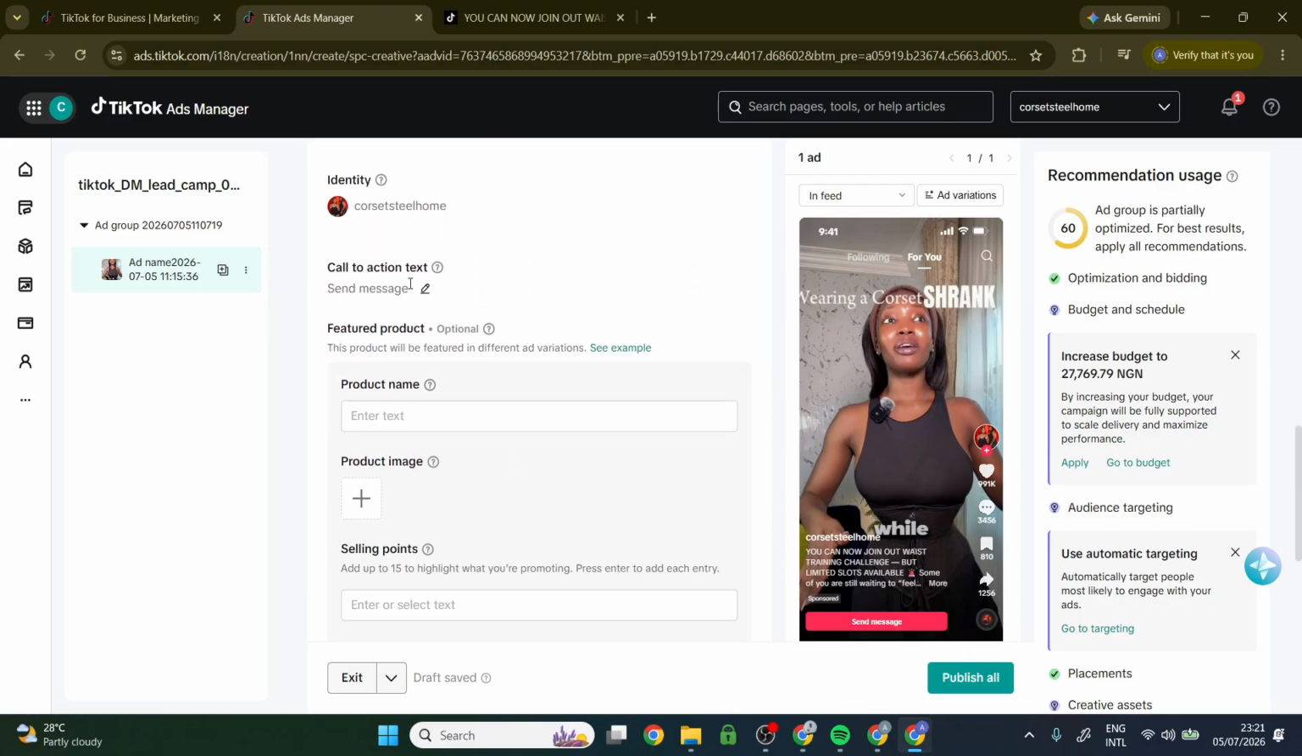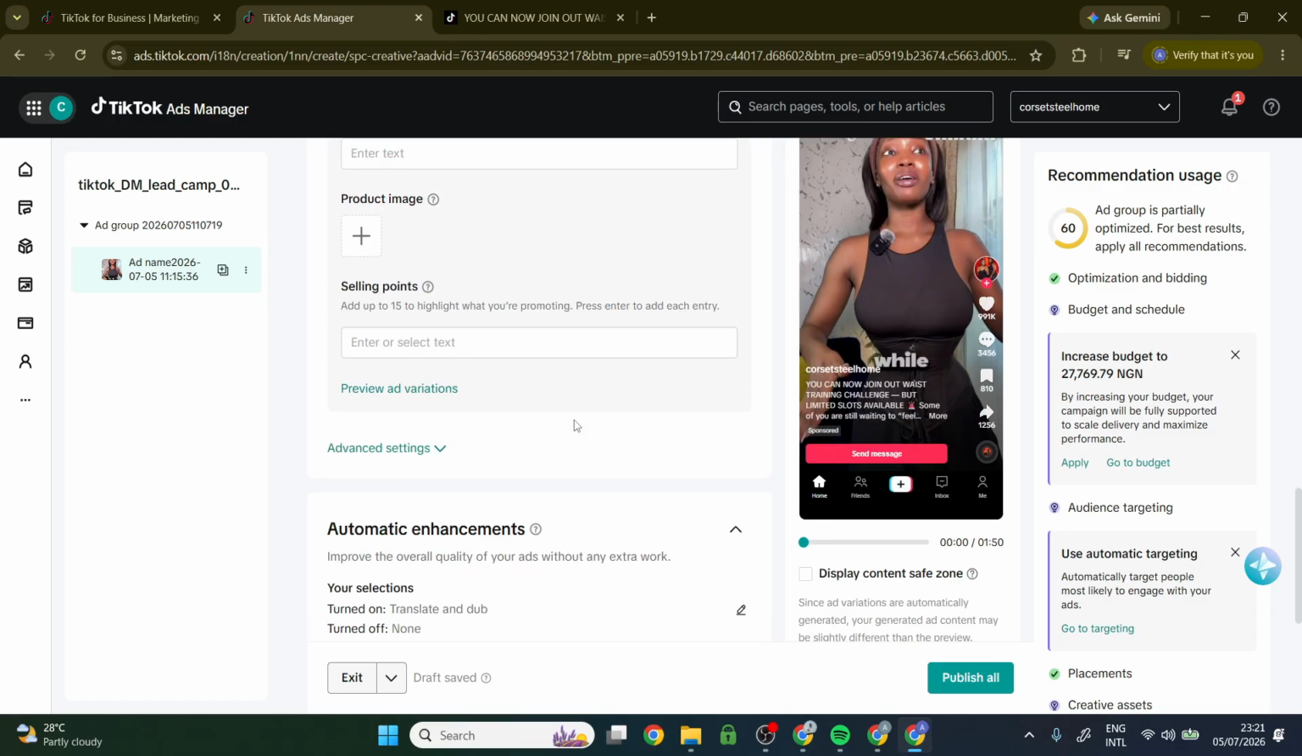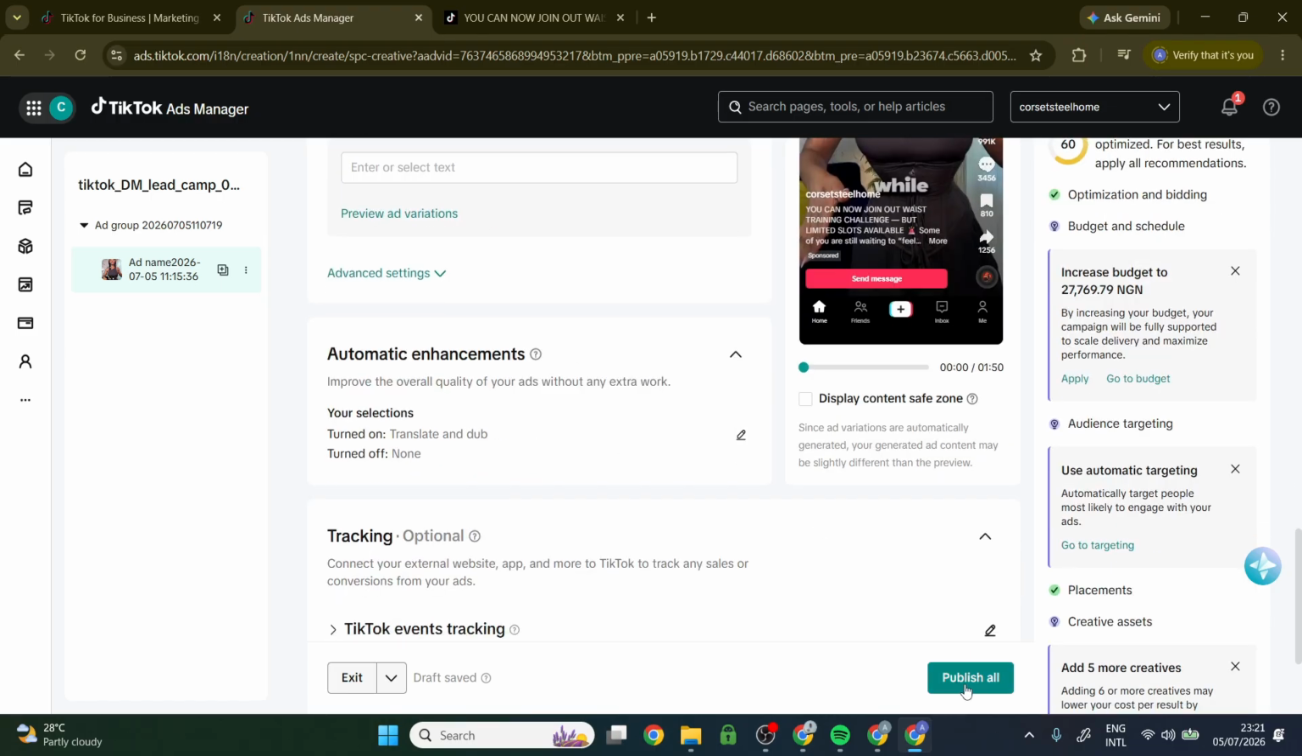The next thing is our call to action is already set to send message. We don't want to change it, because I think this actually works best. You can use something like send message, contact us, and so on, but I'm going to leave it on send message. Now we are done with everything that has to do with creating TikTok ads that lead directly to TikTok DM.